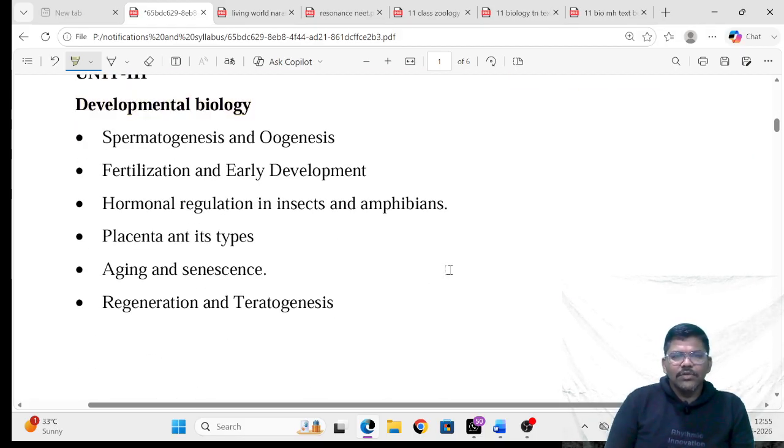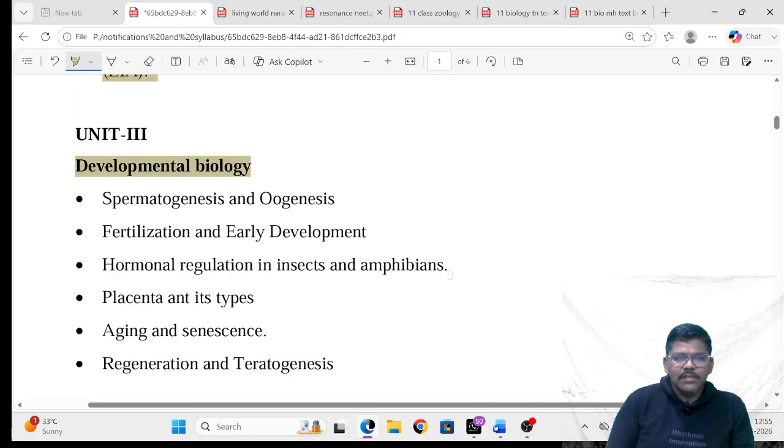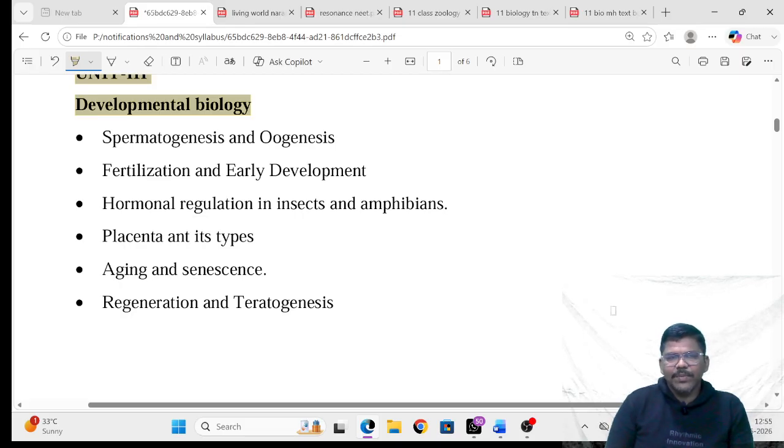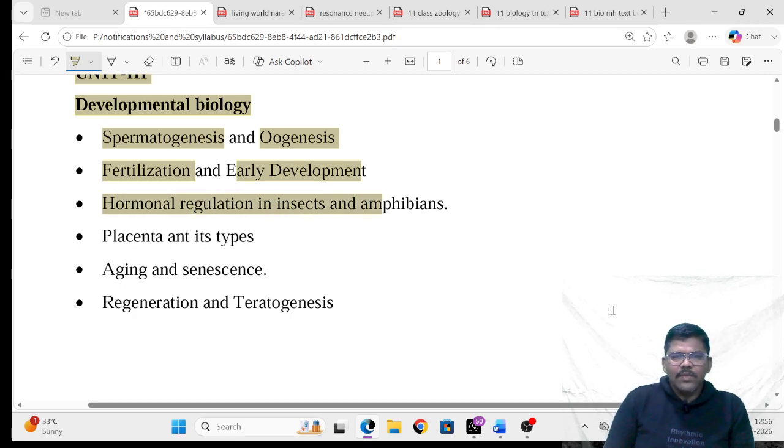Developmental biology. In unit 3, you need to read developmental biology. Study of early development of an organism is called developmental biology. In this, spermatogenesis means formation of sperm, oogenesis is formation of ovum, then fertilization, how they fuse, and early development, how development happens. Hormonal regulation in insects and amphibians, how hormones regulate different functions in insects and amphibians. Placenta and its types. Animals have different types of placenta that we need to see.